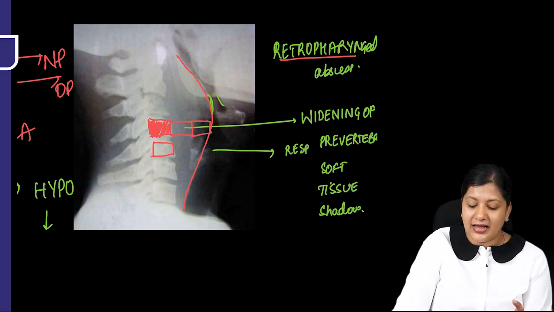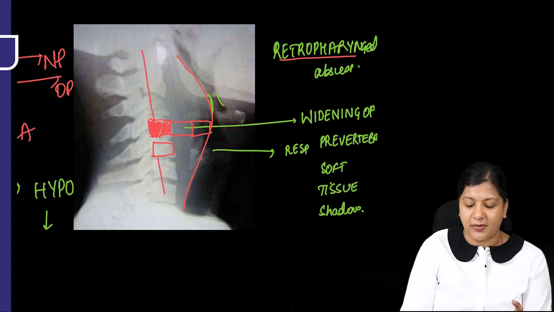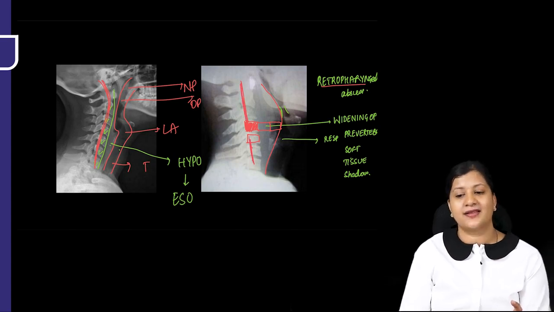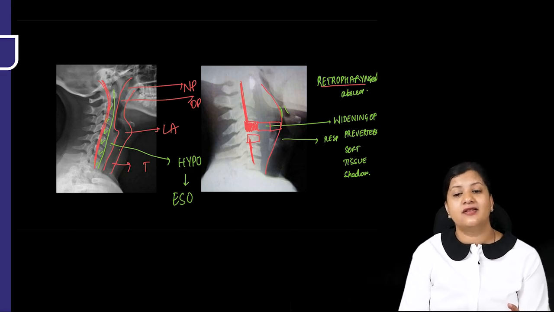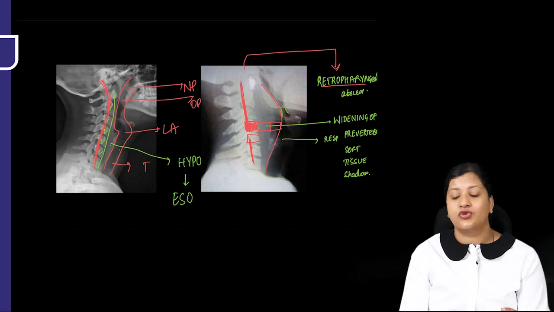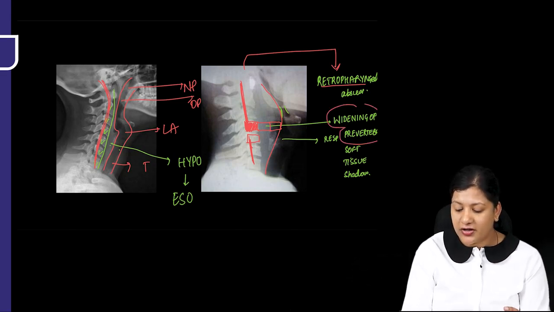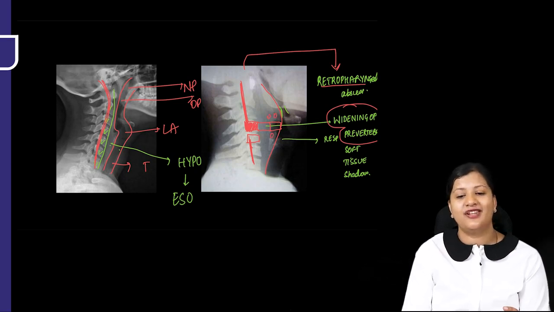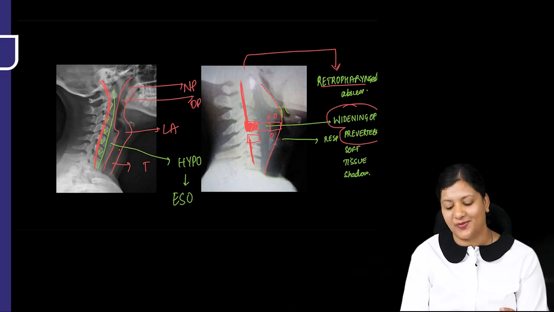Now you will see that there is straightening of the cervical spine. Normally, if you see, the cervical spine has a curvature, a lordosis. But here, do you see there is straightening of the cervical spine? Yes. So straightening of the cervical spine is another very important feature that will suggest to you that this is a retropharyngeal abscess. So widening of the prevertebral soft tissue shadow, straightening of the cervical spine, and sometimes the presence of air bubbles, all these are features of a retropharyngeal abscess.